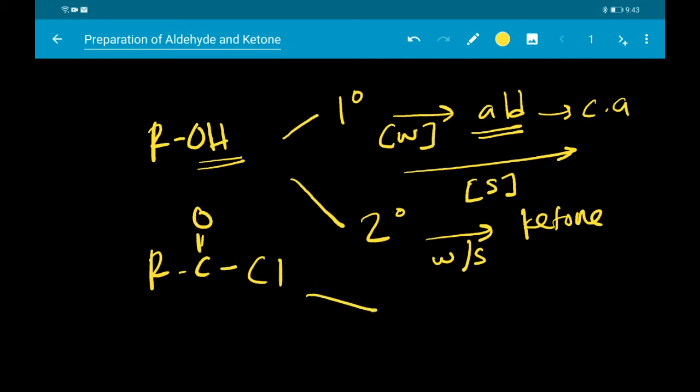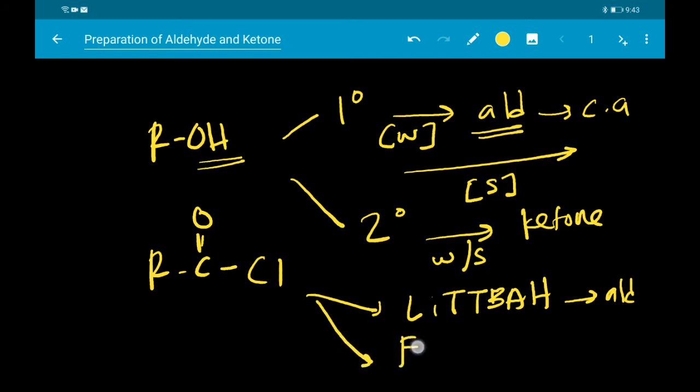If we perform a reduction process using a reagent called Lidbach, which stands for lithium tri-tert-butoxy aluminum hydride, it's going to become an aldehyde. And if we use a Friedel-Crafts acylation, it will become a ketone. Let's take a look at this explanation in detail.